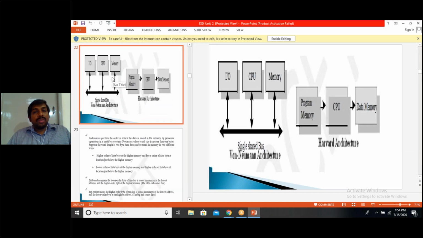So this is a diagram which shows input output, CPU and memory connected by a single bus, that is a shared bus, called Von Neumann architecture. Whereas in Harvard architecture, if you see, program memory, CPU, and data memory are connected by separate buses.